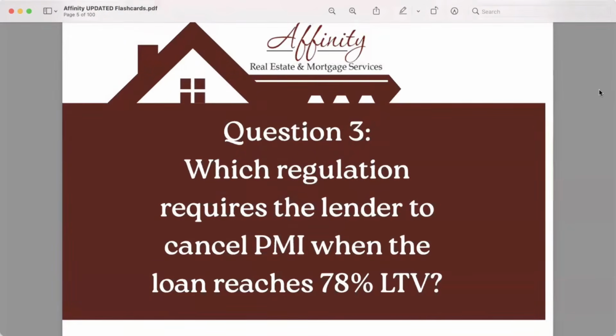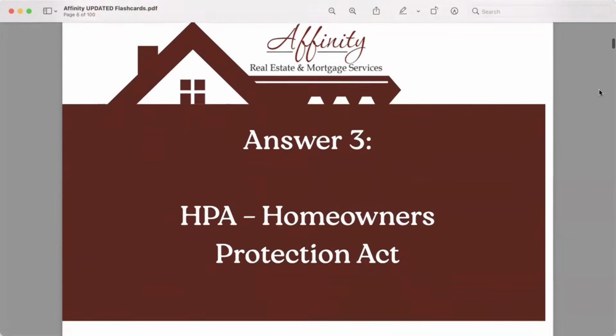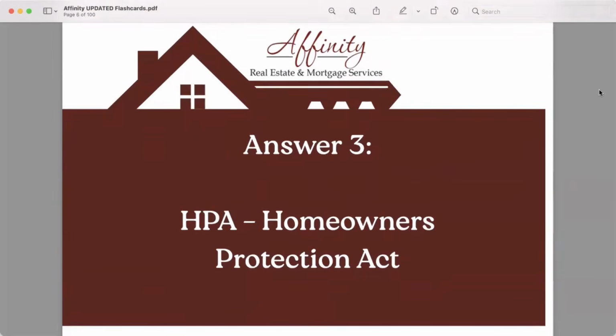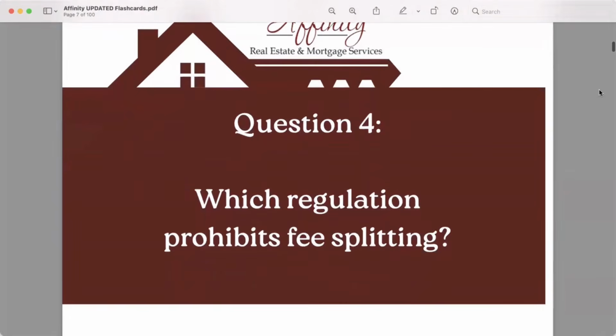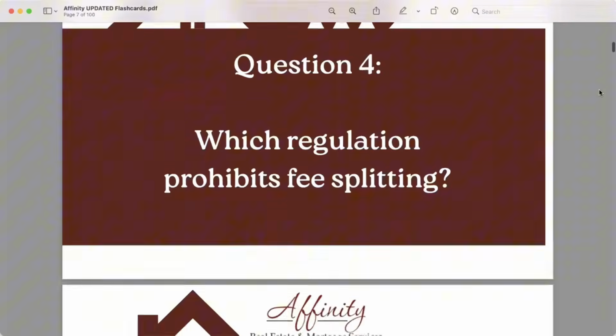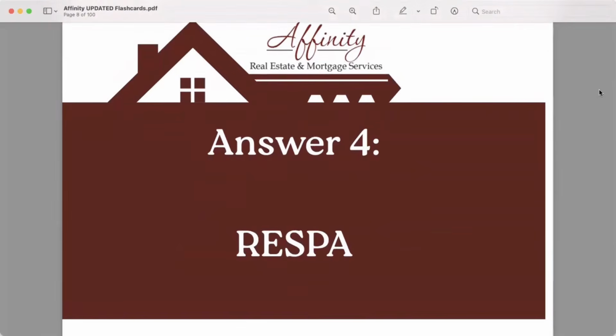Question number three. Which regulation requires the lender to cancel PMI when the loan reaches 78% LTV? The answer is HPA, Homeowners Protection Act. Question number four. Which regulation prohibits fee splitting? The answer is RESPA.